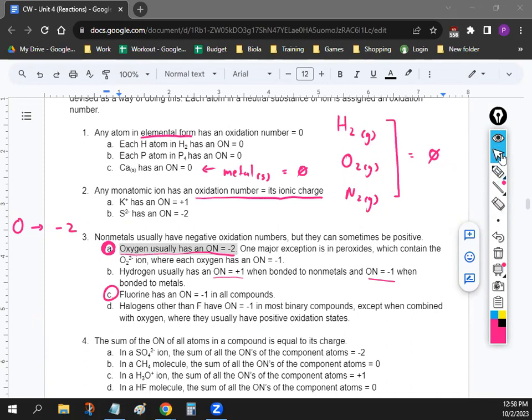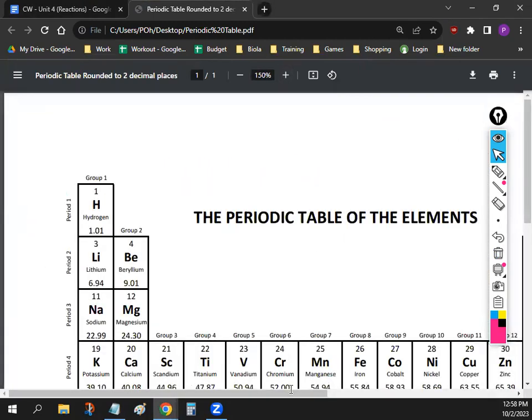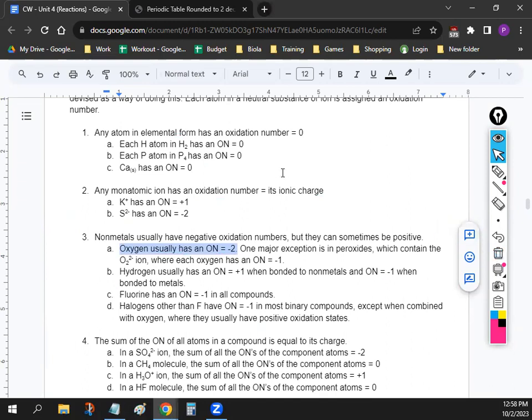So halogens are elements in the second to last column of the periodic table, the one with F and Cl. If we take a look at it, halogens are right here, Group 17, these guys right here. Halogens are going to be -1 most of the time, other than F. F is always -1.